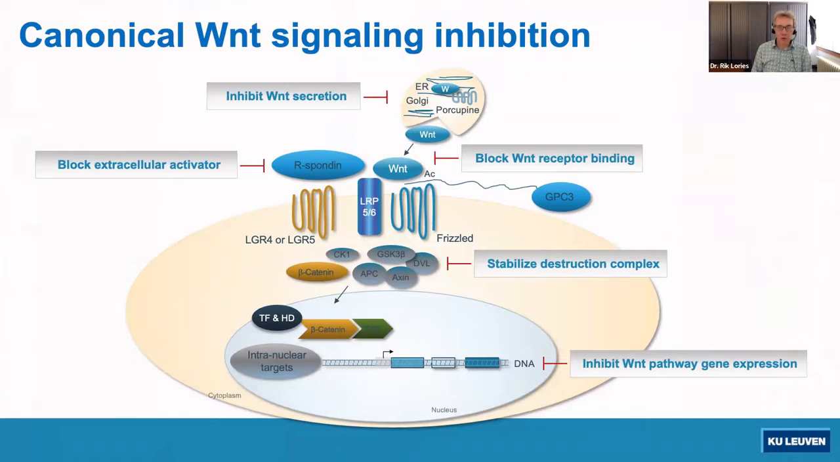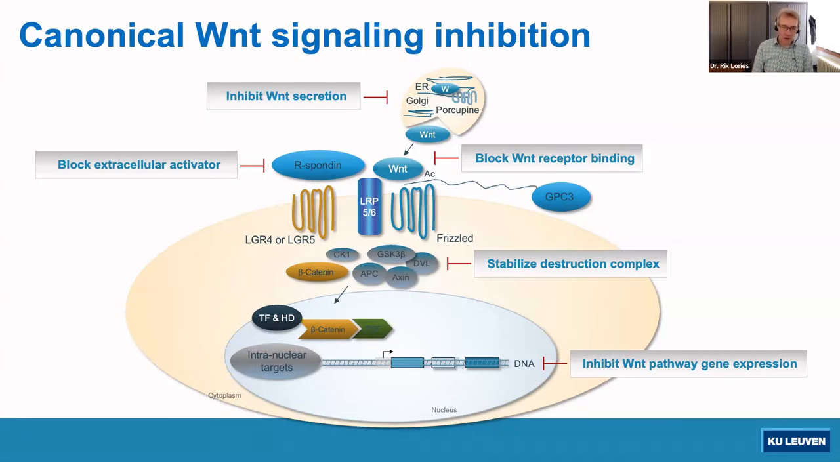You can basically work on inhibiting Wnt secretion. Wnts are glycoproteins with a lipid tail, which means that the lipid has to be attached to the Wnt. So this is a process that is taking place in the ER and in the Golgi apparatus, and you can technically interfere with that. You can interfere with Wnt receptor binding. You can work on the co-receptors. You can work within the cell on the different members of the destruction complex, of which many have enzymatic activities.